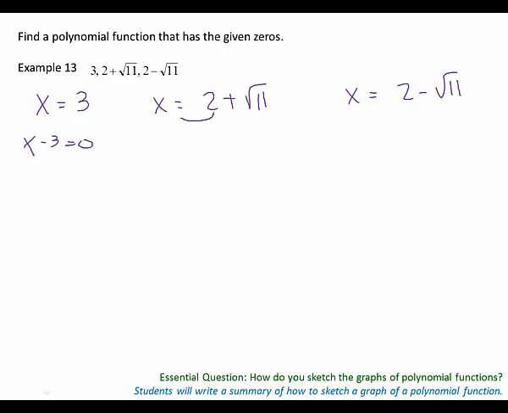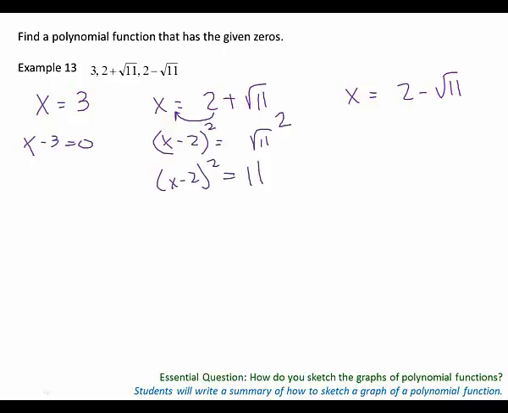Alright, I'm going to start by moving the 2, because I want to get everything on that so I can get rid of that radical. So how do I move the 2? Subtract it. Alright, how do I undo the square root of 11? How do I undo the square root? Square it. So now I've got x minus 2 squared equals 11.